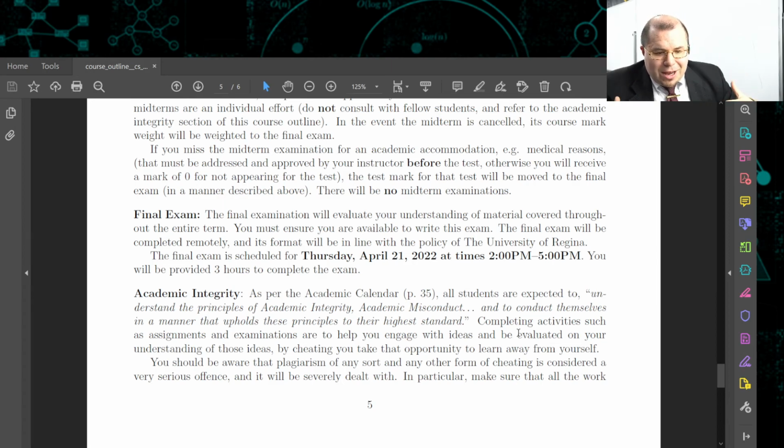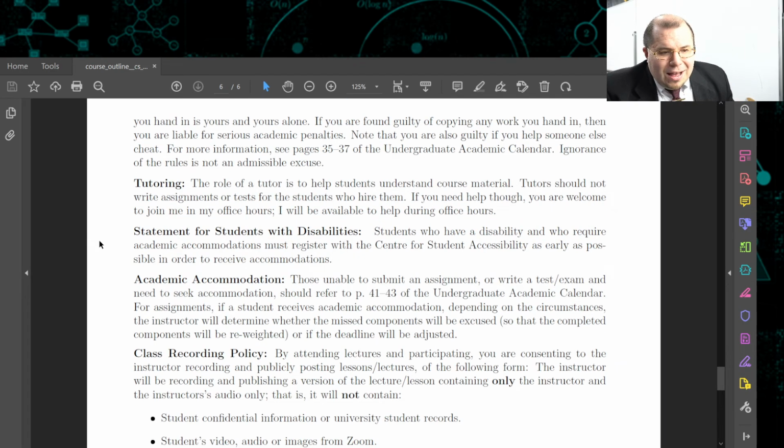So keep in mind that all the work in this course is individual work. However, I must stress that if I do see anything suspicious, I will pursue it to the fullest extent. Just be aware of that.